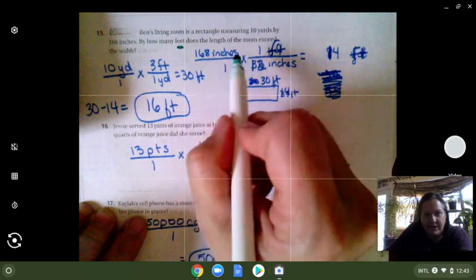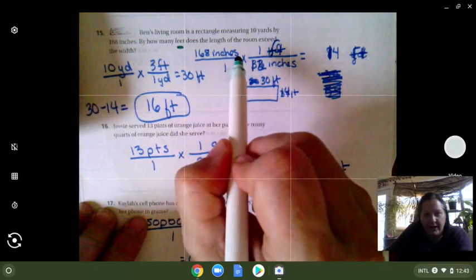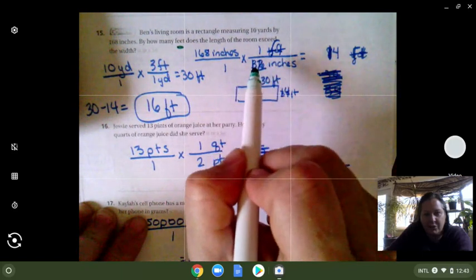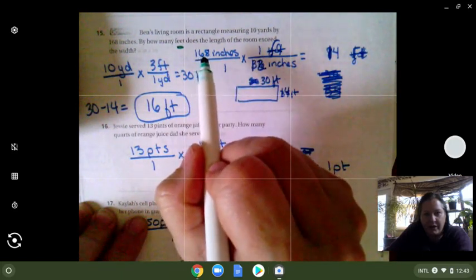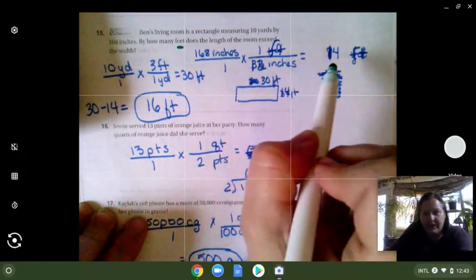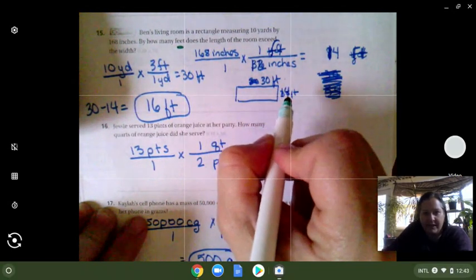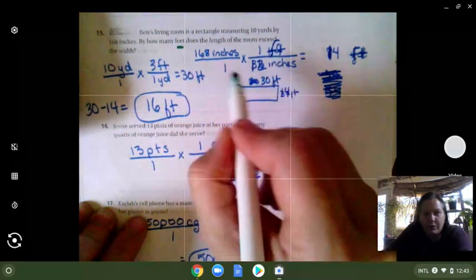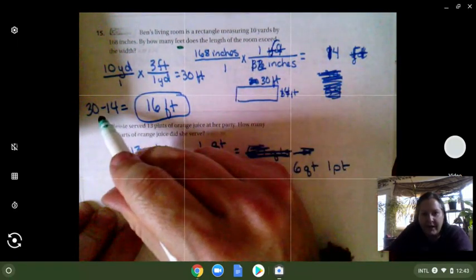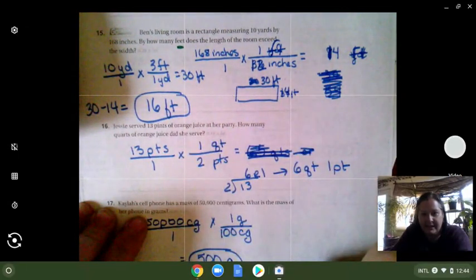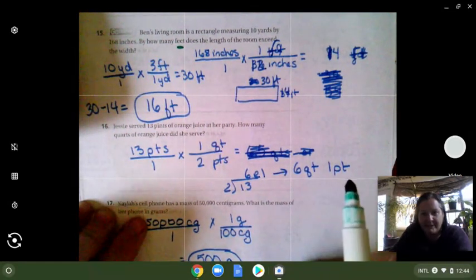Now we're going to take these inches that we know for the width. We take our inches, write down what you know. We're changing inches to feet. There's 12 inches in 1 foot. So you're going to take 168, 12 is on the bottom, so you divide by 12 and you'll get 14 feet. So we have 30 by 14 feet. And they are asking how many feet does the length of the room exceed the width? So we start with 30, we subtract the width, which is 14, and you will get 16 feet. So you have to know what exceed the width means, which means how much longer is it?